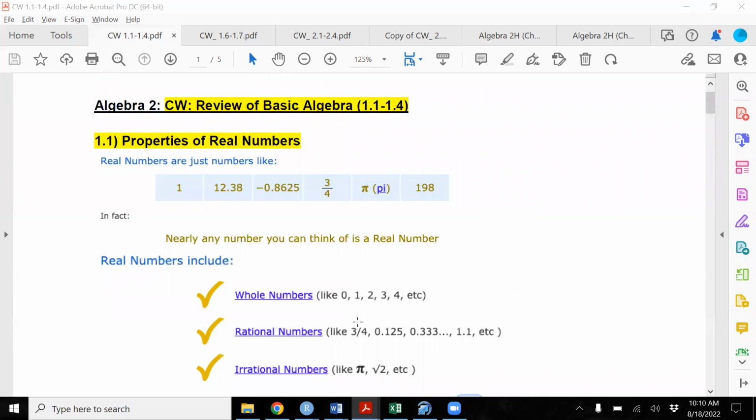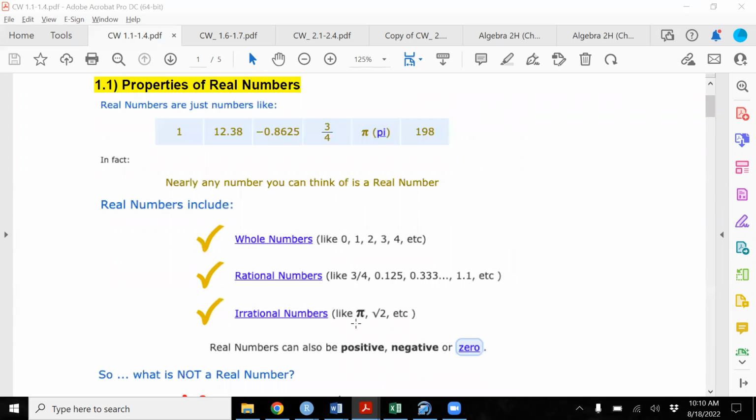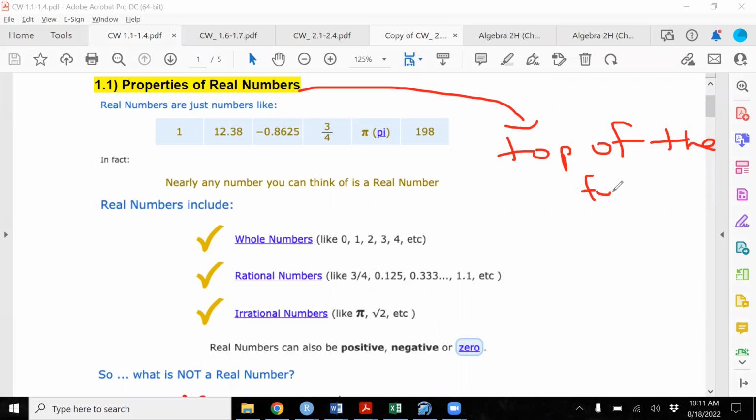Anyway, properties of real numbers. When you hear the word real number, it's basically just any number you can think of, any number that is real. There are going to be something called imaginary numbers, which we won't do until later in the fall. But real numbers is just any number you could think of. Like you see here, I have 12.38, negative 0.865, 3/4, pi, which is 3.14 and a bunch of other random digits, 198. So real numbers is kind of like the top of the food chain. Think of it like that. It's like the king of all numbers. It covers everything. It's like this giant cloud that encompasses pretty much any number you can think of.